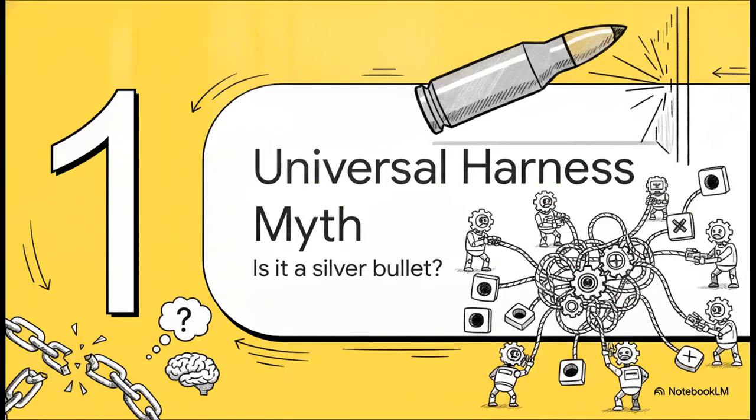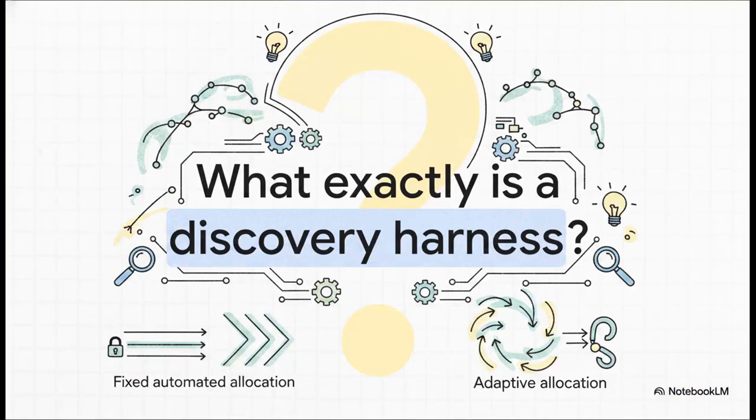All right, Section 1, the universal harness myth. Is it actually a silver bullet? In the super fast-paced world of AI development, it is so tempting to just look for a silver bullet. The AI community often treats these autonomous discovery systems like general-purpose tools. Build it once and it supposedly works everywhere.